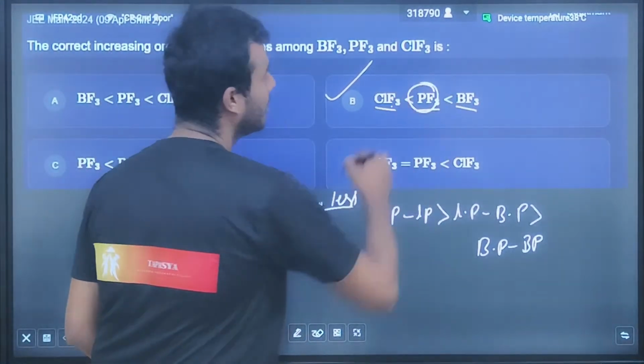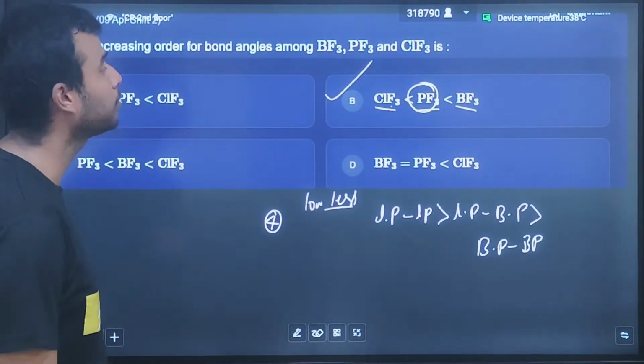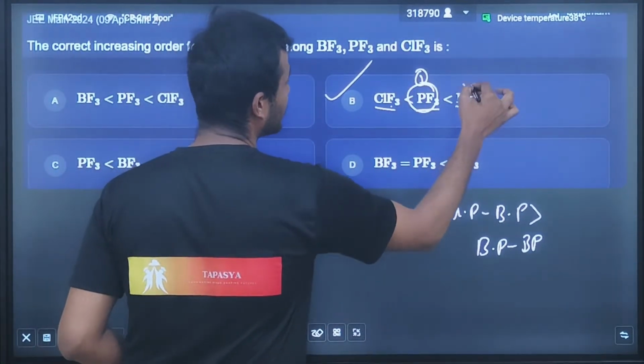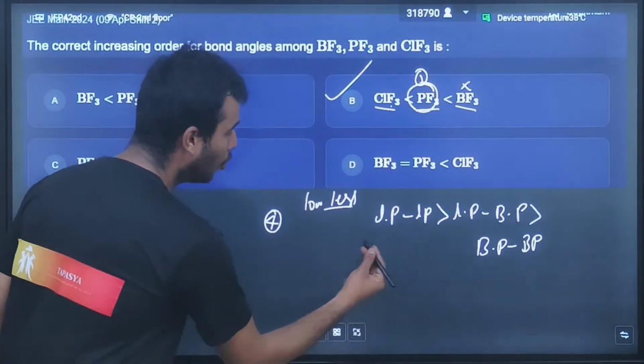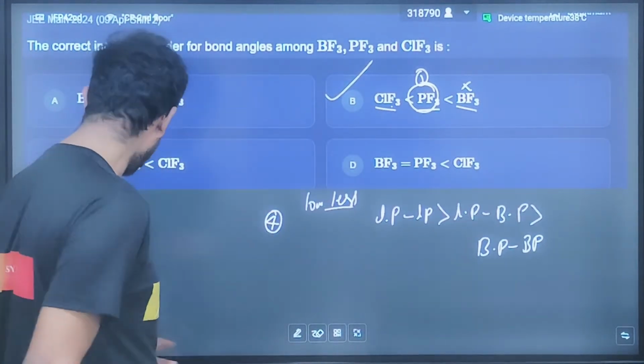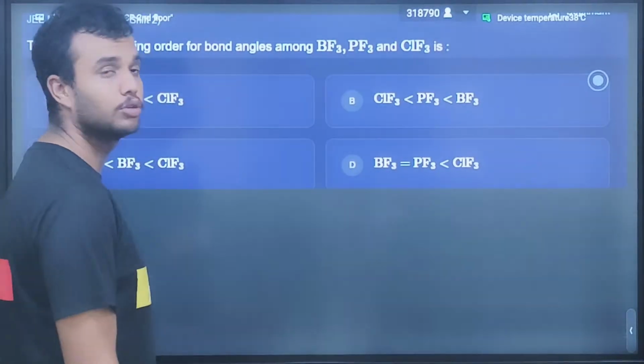P, phosphorus. It is a nitrogen family member, nitrogen, phosphorus. It has 5 valence electrons, 3 used for bonding, 1 lone pair. In BF3, there is no lone pair. That's why, where lone pair repulsion is more, the bond angle is less. That's why the answer is this option. Okay, my dear students, very simple. I hope you got the idea.